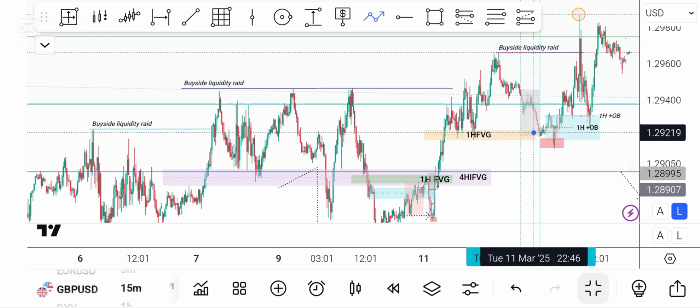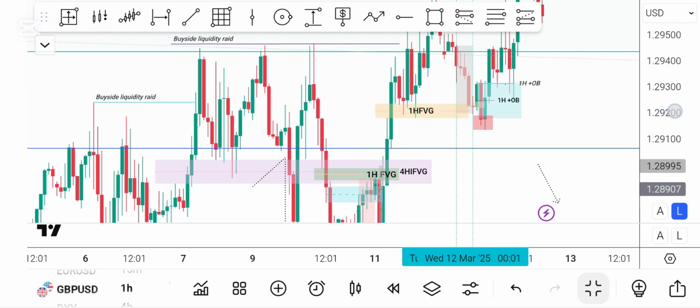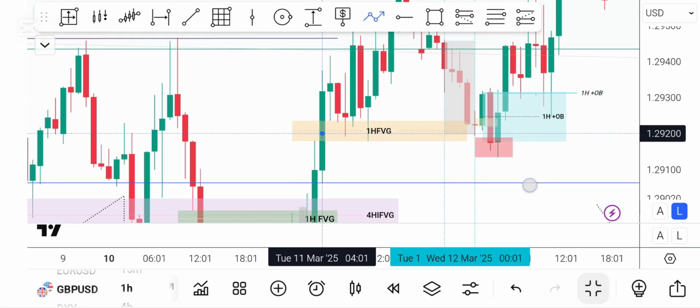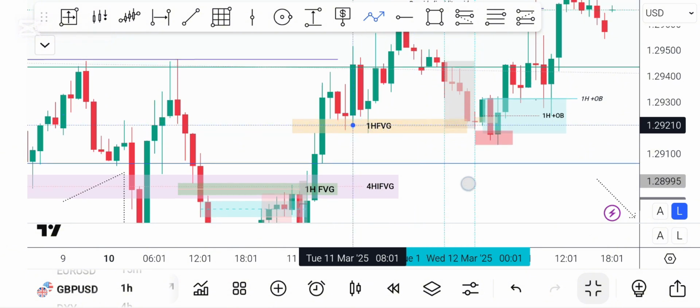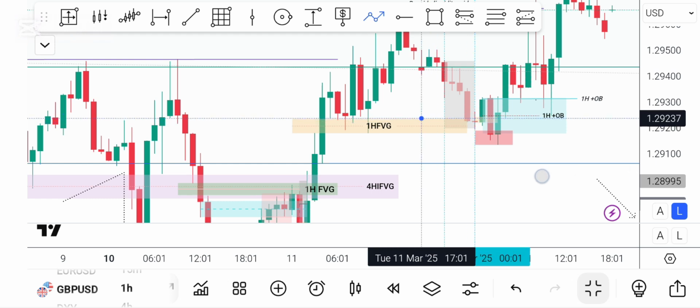Why did the market trade lower, and why did it even end here? On a 1-hour time frame, if you look at your chart, you are going to realize that we have a 1-hour fair value gap here. The low of this candle and the high of this candle constitute a 1-hour fair value gap, and you saw how price returned into that 1-hour fair value gap right here and then stayed there.